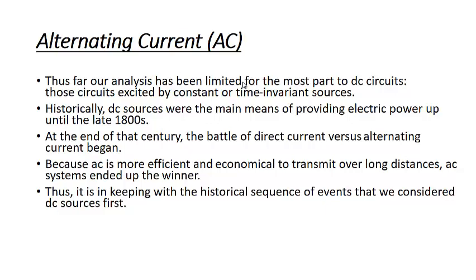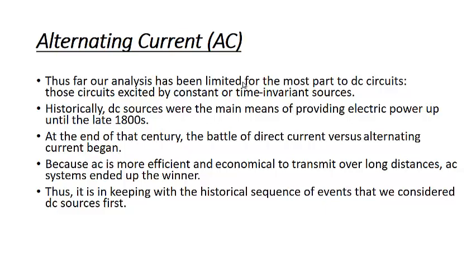1800s. At the end of that century, the battle between direct current versus alternating current started. It was actually the battle between Thomas Alva Edison and Tesla. AC is more efficient and economical to transmit over a long transmission line, and DC has a lot of losses and a lot of voltage drop in it. So, AC ended up as the winner.